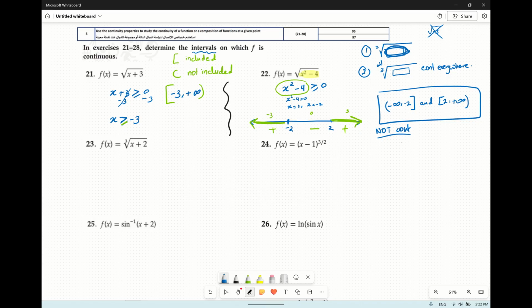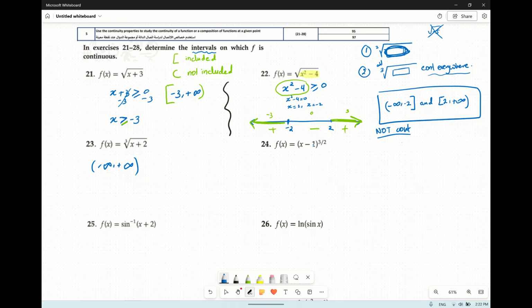Now we go to question number 23. In 23, I have a cubic root. What does a cubic root mean? Cubic root means that the function is continuous everywhere. So that's it. I will say from minus infinity to positive infinity. Now I go to question 24.